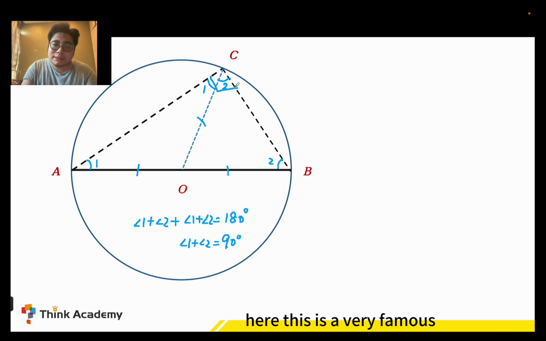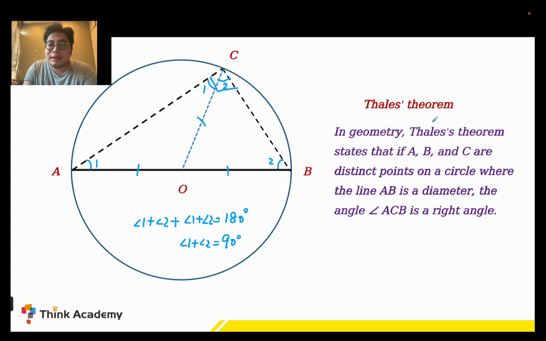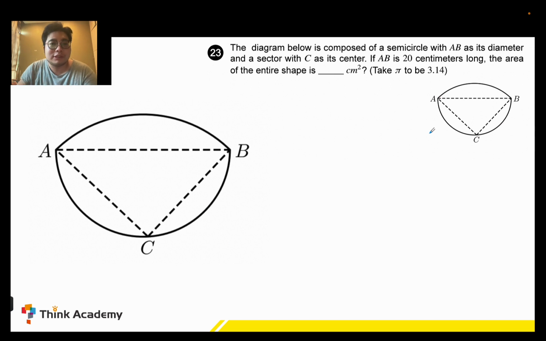Okay, this is a very famous construction. It's called Thales' theorem. In geometry, Thales' theorem states that if A, B, C are distinct points on a circle where the line AB is a diameter, then the angle ACB is a right angle. Okay, remember this. Let's look at our question 23.